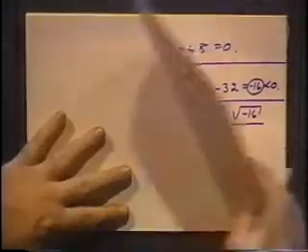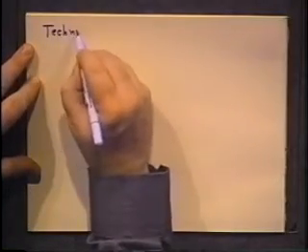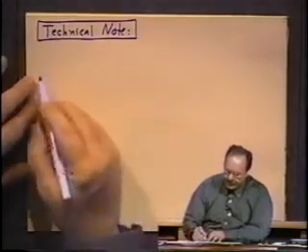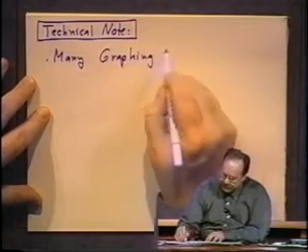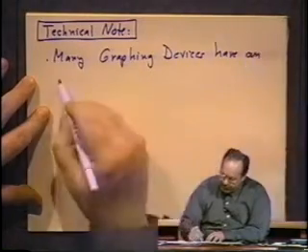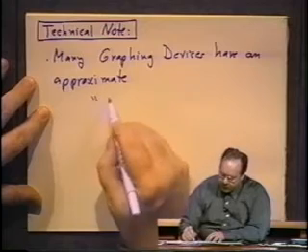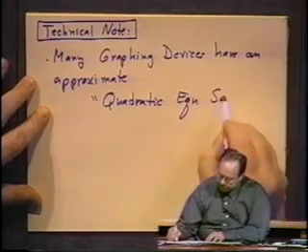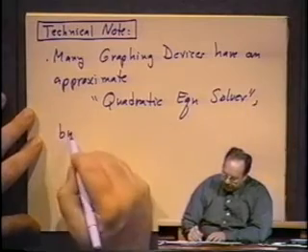All right. Let me put in a technical note here, because I know you all have your calculators lying around somewhere. Technical note. Many graphing devices, and probably yours, have an approximate, it's usually the way they work, an approximate, what you might call a quadratic equation solver. Now it'll be named different things on different calculators, which is built in.